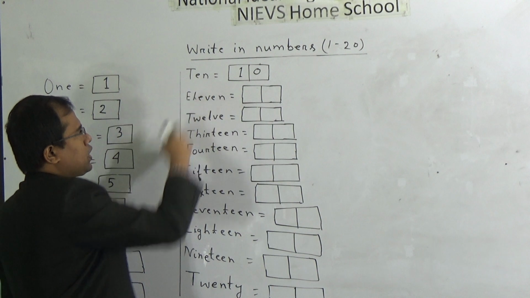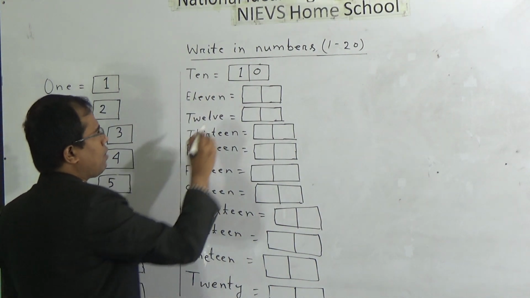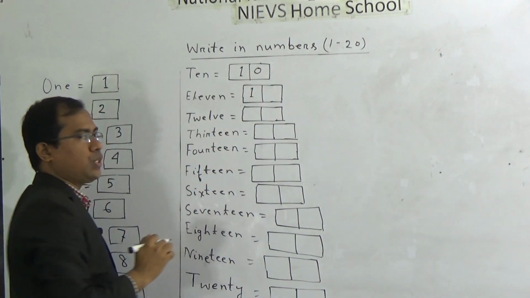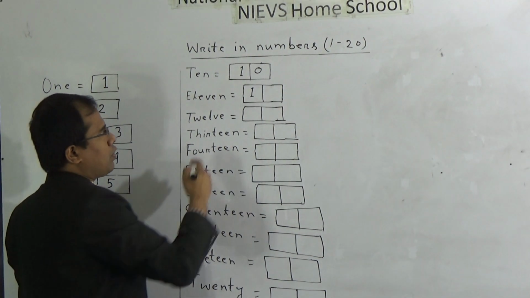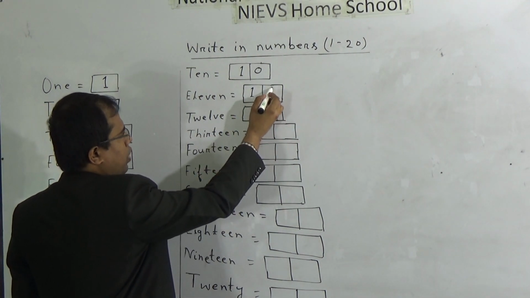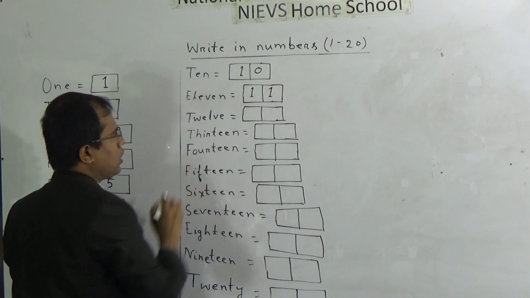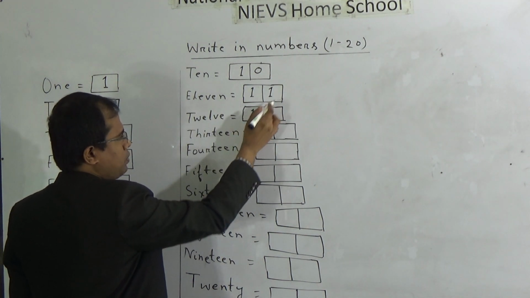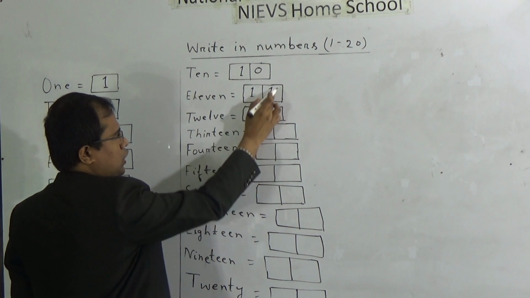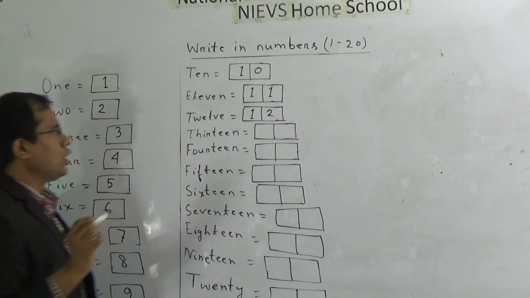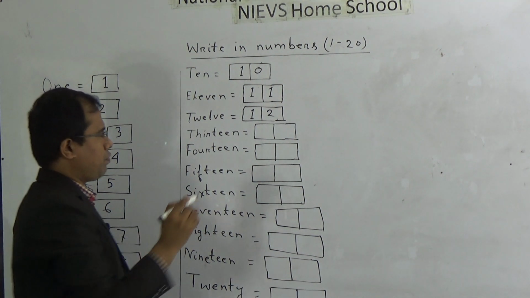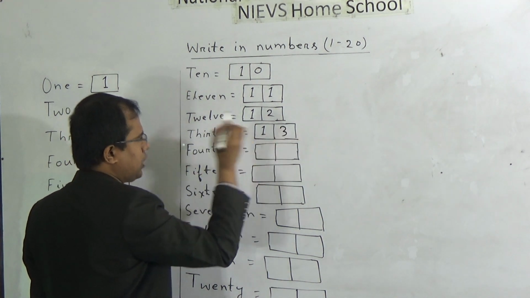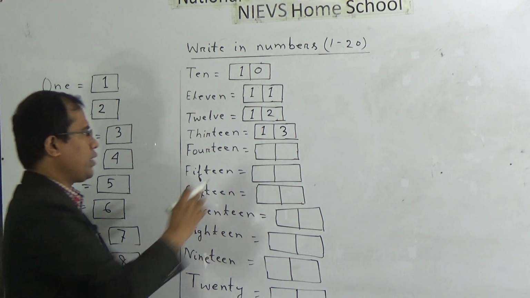Now, next number of 10 is 11. For expressing 11, we will put 1 in tens place and just we have to change the digit of ones place. Next digit of 0 is 1. So, we will write 1 in ones place. Again, now 12. For expressing 12, we will write 1 in tens place and we have to change the digit of ones place. Here, instead of 1, we will write now 2. 12. Now 13. For expressing 13, we will write 1 in tens place and we will write 3 in ones place.